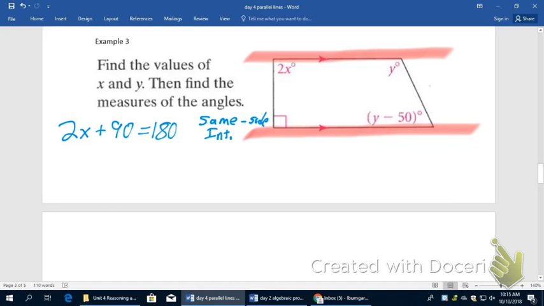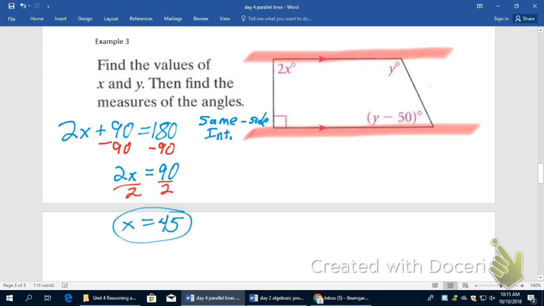Now I'm just going to solve that equation. Again, every time you have same side interior angles, they add to 180. Start off by subtracting 90, so 2x is equal to 90, divide by 2, and I get x is equal to 45 as my answer for x.